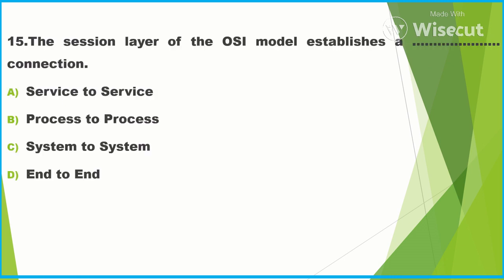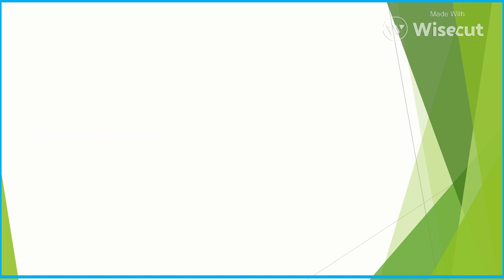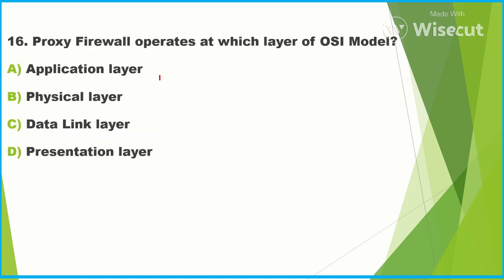Okay. Next one, the session layer of the OSI model establishes what type of connection? That is a system to system connection. Next one, a proxy firewall operates at which layer? That is the application layer.